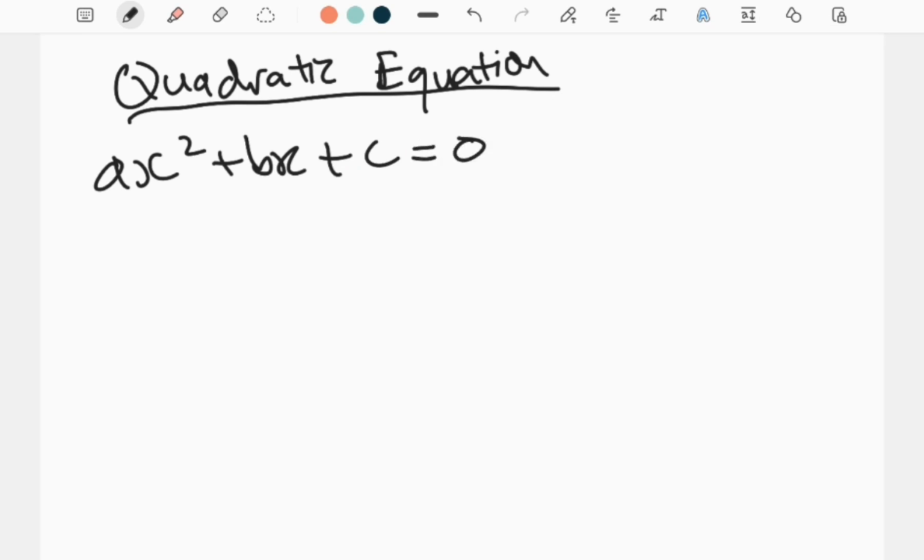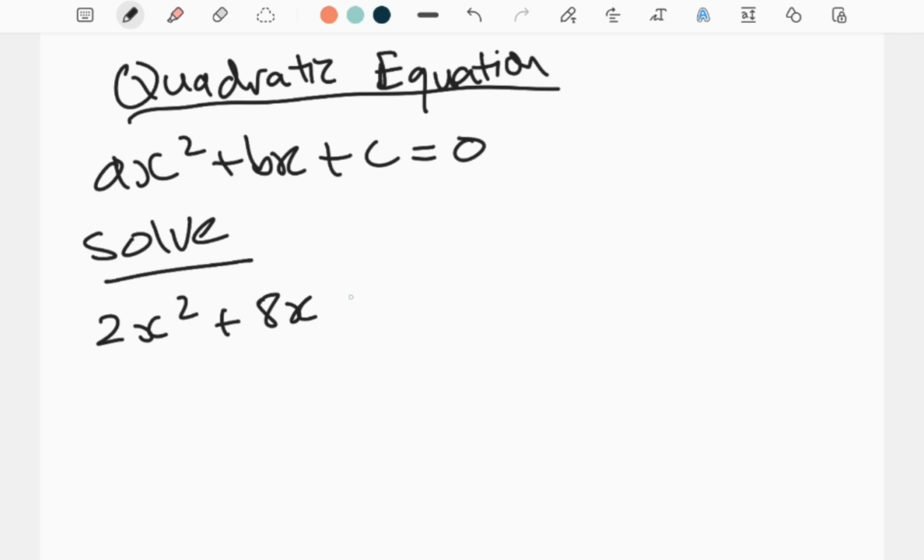Okay, so let's look at an example of a quadratic equation where a is bigger than 1. An example would be, let's say, solve 2x squared plus 8x plus 6 equals 0.